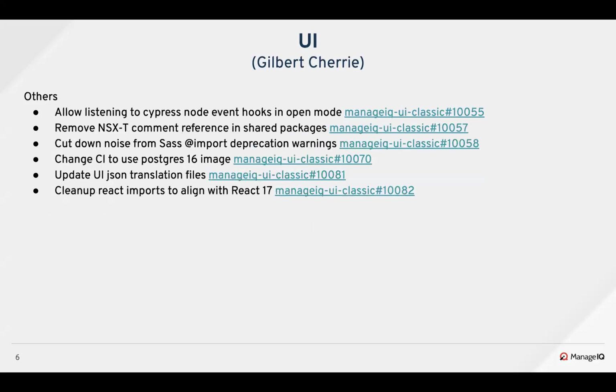Next slide. Some other UI PRs we had. Osavod allowed listening to Cypress Node event hooks in open mode. He also removed NSXT comment reference in shared packages, as well as cutting down the noise from Sass import deprecation warnings. Joe changed the CI to use Postgres 16 images. Also, Joe reviewed the UI JSON translation files and got those merged as well. And Andy cleaned up the React imports to align with React 17.